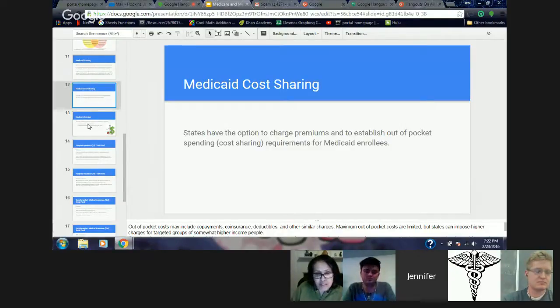Out-of-pocket costs may include payments, co-insurance, deductibles, and other similar charges. Maximum out-of-pocket costs are limited, but states can impose higher charges for targeted groups of somewhat higher income people.